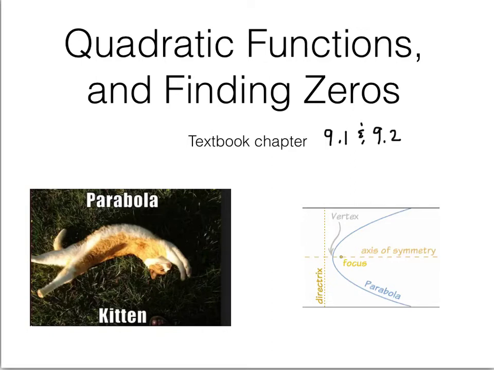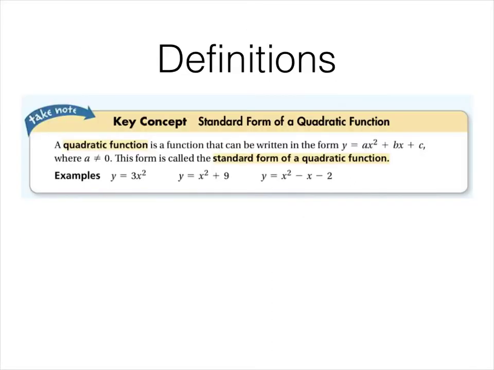Let's start with definitions. A quadratic function is a function that can be written in this form: y equals ax squared plus bx plus c. Now that already looks familiar. That's what we've been working with already. So a can't be 0, because you have to have an x squared in your quadratic function.